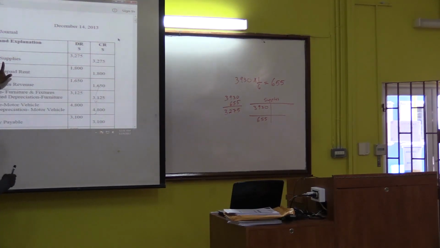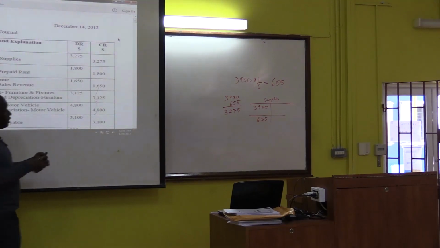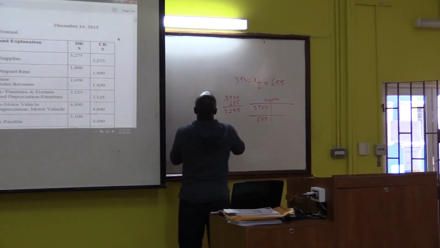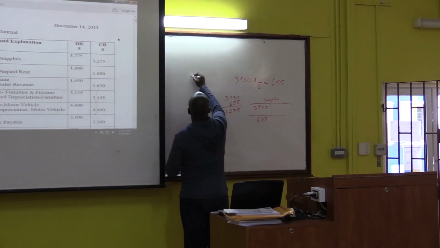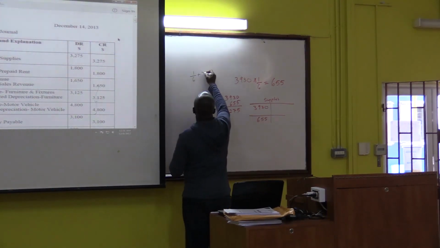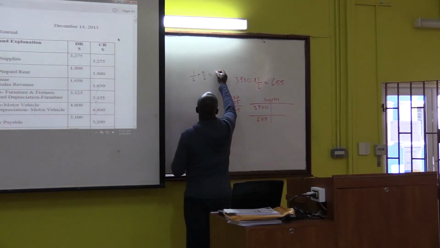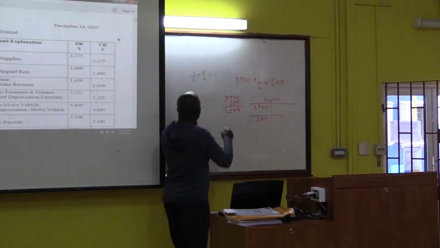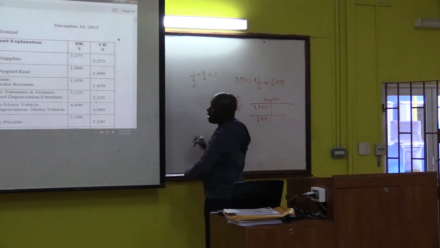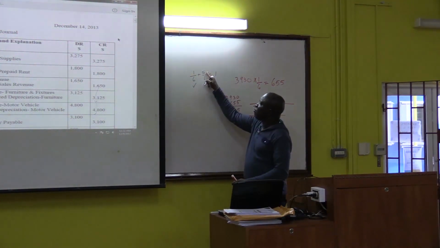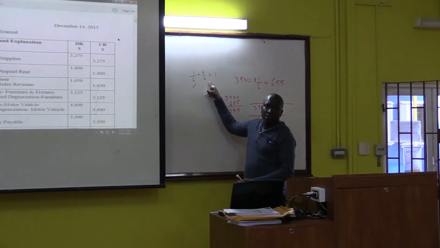So we credit supplies, and because we've used up 5/6, right here, if we have 1/6 plus 5/6, that gives us 1. So if 1/6 remains, that means we used up 5/6.